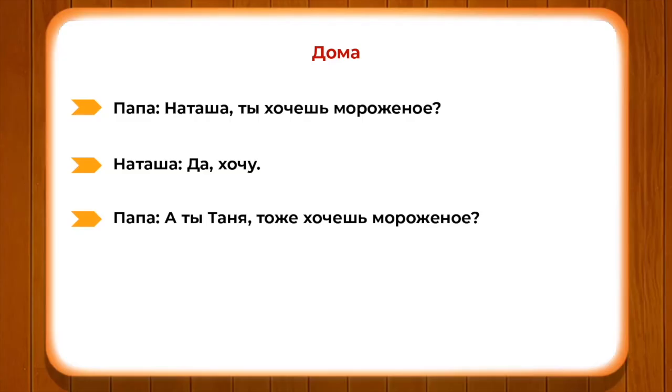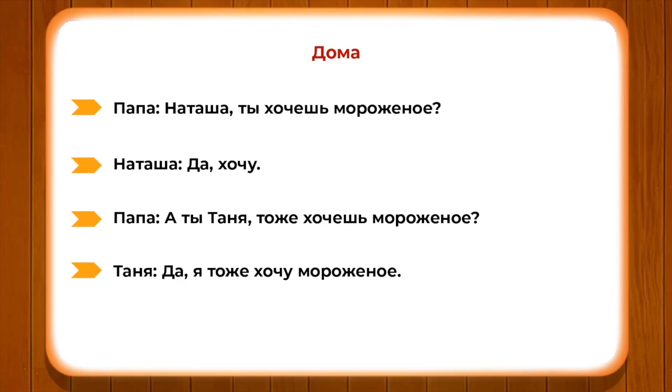So, father is asking the other girl, her name is Tanya. А ты, Tanya, тоже хочешь мороженое? So, he is asking Tanya, do you also want to have ice cream? Then the Tanya is answering, да, я тоже хочу мороженое. Yes, I also want to have ice cream.